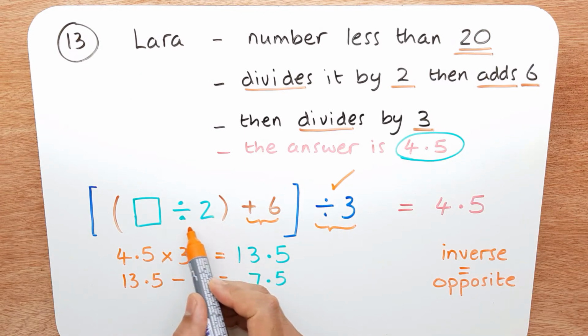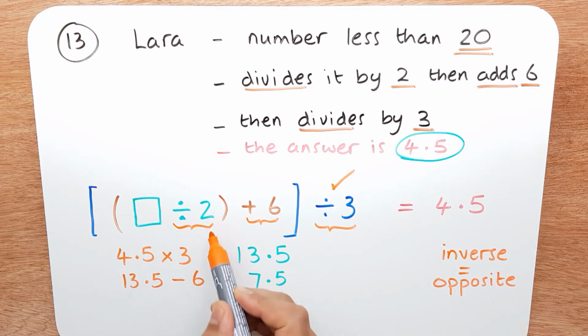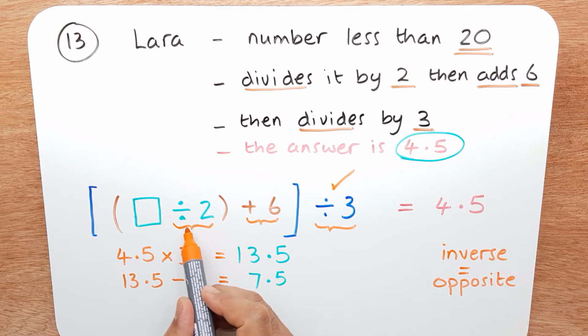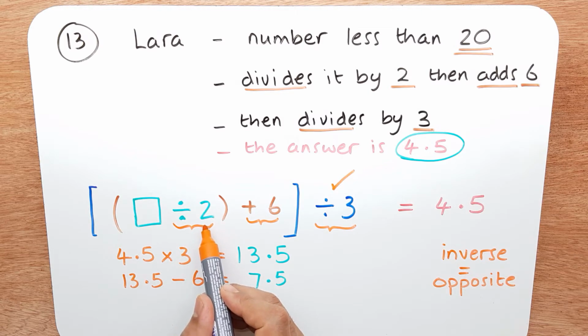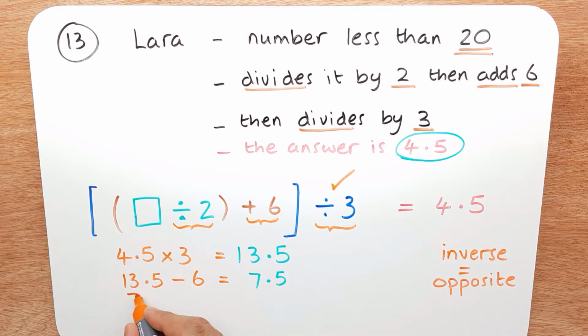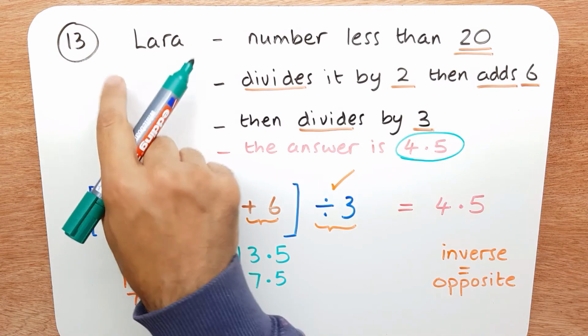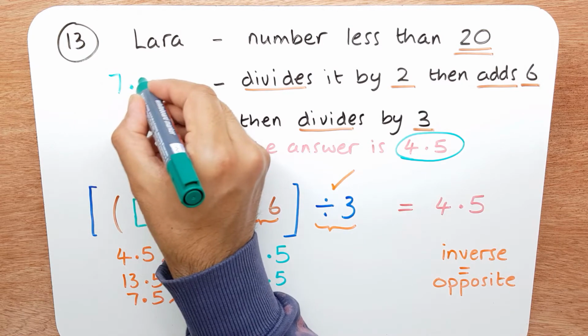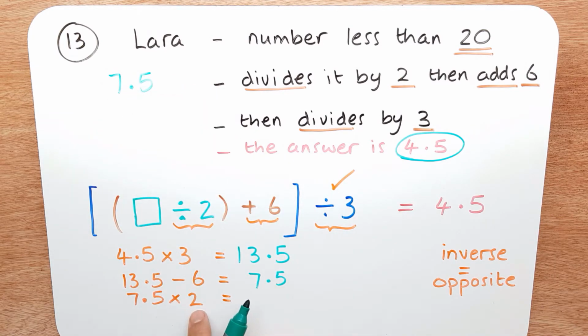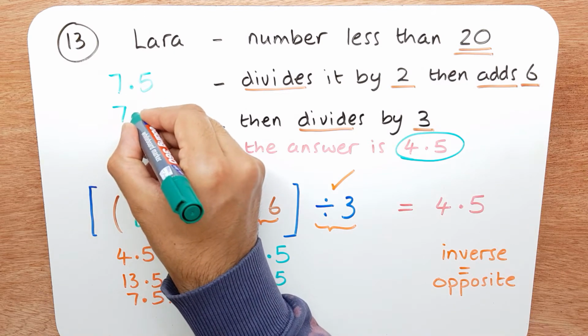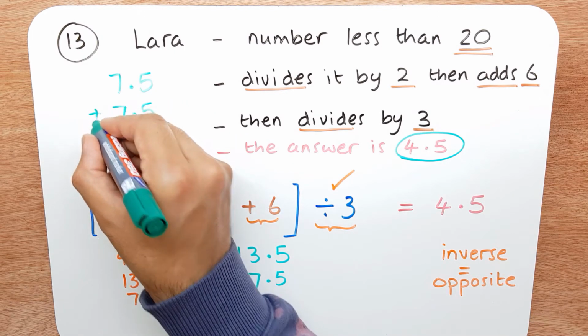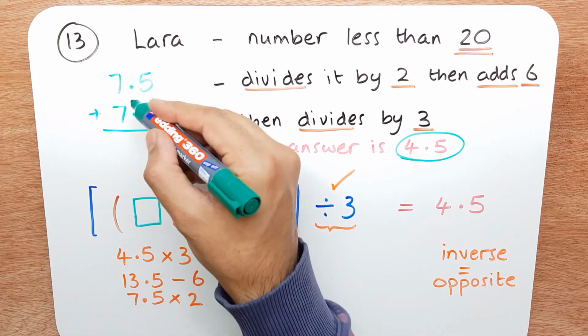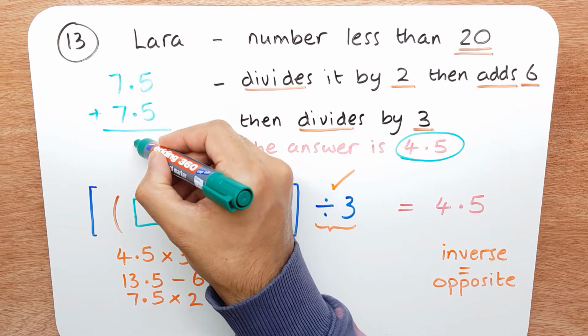Now finally we've got to undo the divide by 2. The inverse or the opposite of a divide by 2 is a times by 2. So what I need to do is 7.5 times 2. So I'll do that up here. 7.5. And because it's only times by 2, I can simply add on another 7.5. I can make it easy like this. I'll be careful with the decimal point. I'll put that down now.